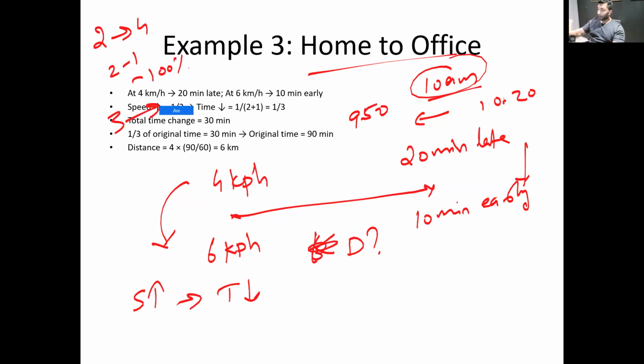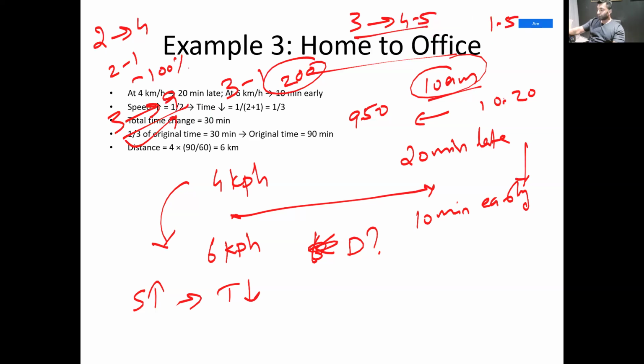3 to 9. What is the factor of multiplication? 3 minus 1, 2. Add 2 zeros, 200%. 3 to, let's say, 4.5. What is the factor of multiplication? 1.5 minus 1, 0.5. Add 2 zeros, 50. That's the factor. That's the percentage change.